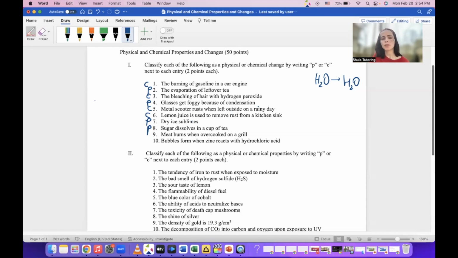Meat burns when overcooked on a grill. Again, burning is a chemical change because we're combining with oxygen to create new substances. So that's a chemical change.